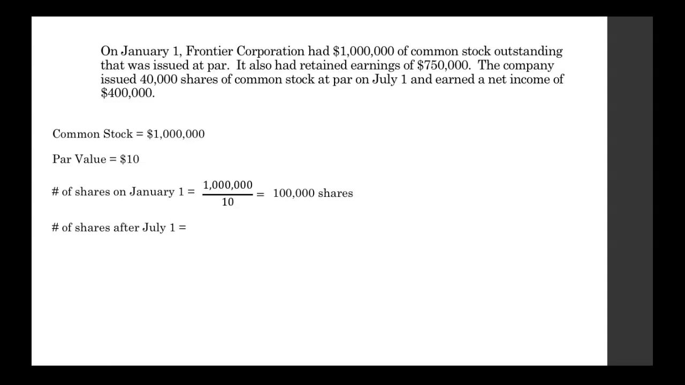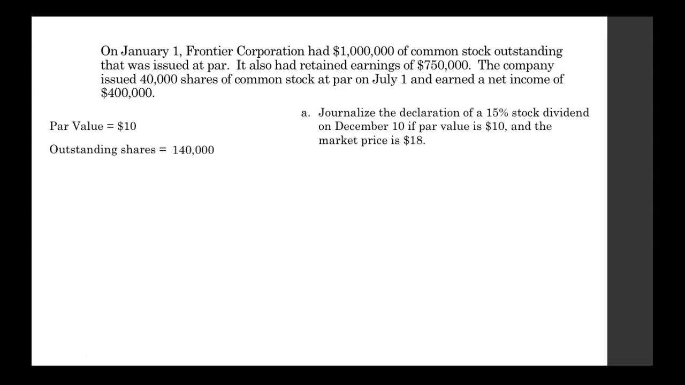Then it tells us that we issued more shares at par on July 1st. So we had 100,000, we issued another 40,000, so we add those two together, and we can see that we now have 140,000 shares. July 1st was the last time during this year that our number of shares was affected. So going into December, when the stock dividend is being declared, we still had those 140,000 shares. Now we can start talking about journalizing the stock dividend.